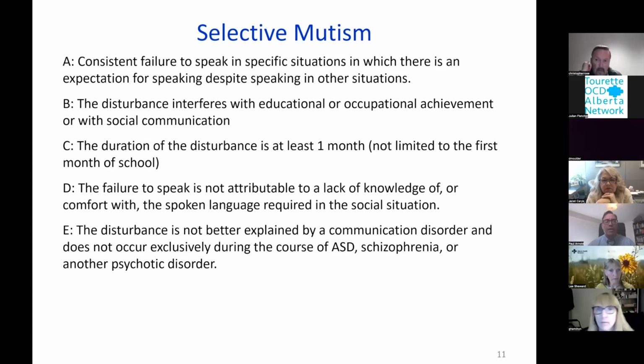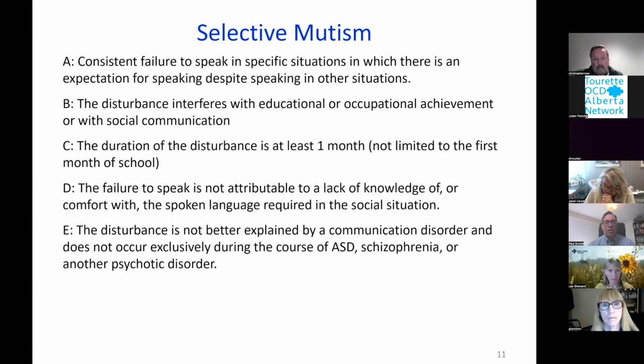And interestingly, when I reviewed the criteria, I'd forgotten this one: it can't be limited to the first month of school, which is really interesting. So I guess it was felt that there's going to be a group of kids who have more difficulty adapting, but if after the first month of school they're speaking, you really shouldn't make this diagnosis. And very importantly, in a diverse population, we have lots of kids who have English as a second language. You really have to rule out that it's attributable to that. Again, if it's at school, maybe their level of comfort with English as a spoken language is so low that they don't speak, but they speak at home and with other adults in their own language.